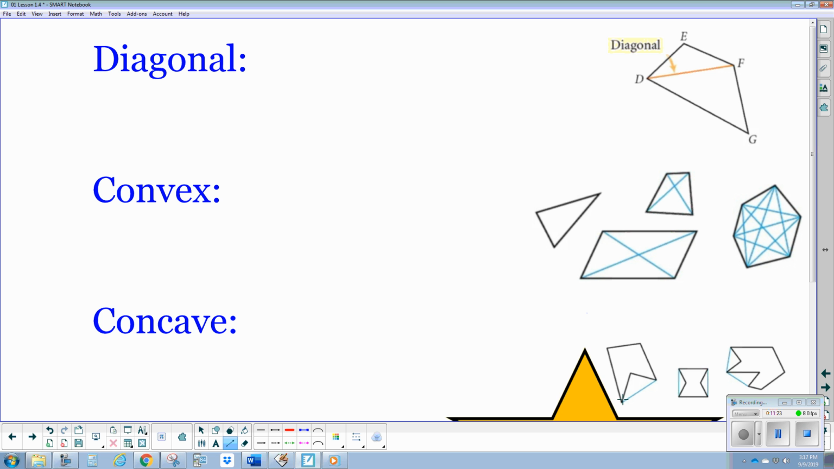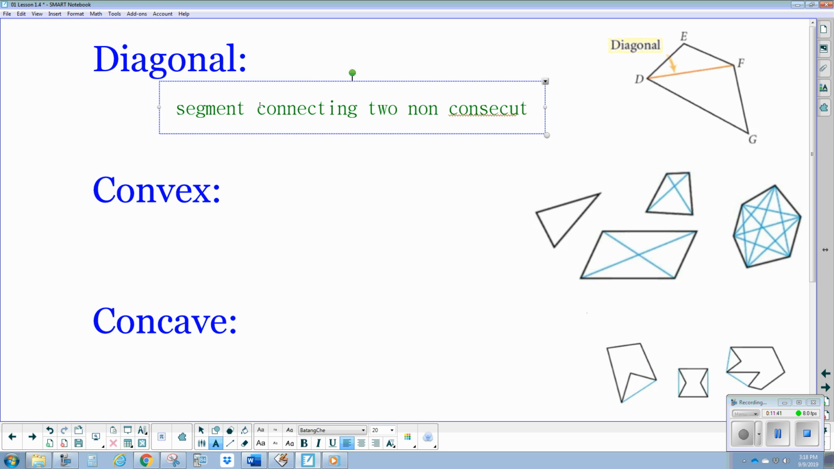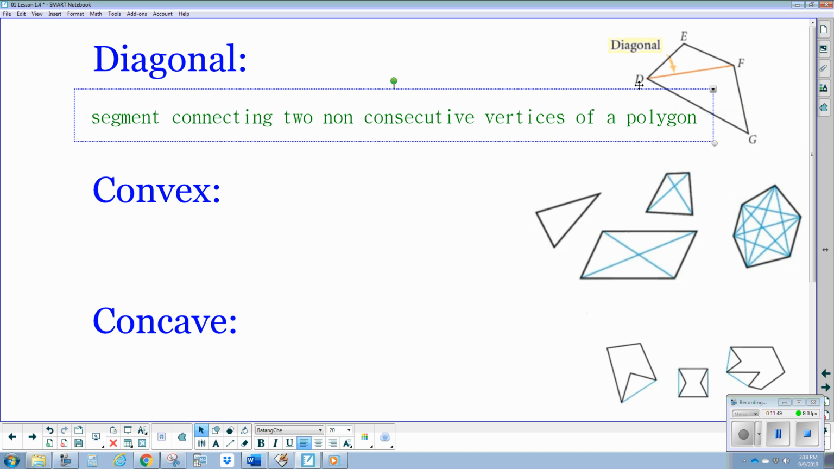Okay, a couple new terms that we have. We're going to define diagonal. A diagonal is a segment connecting 2 non-consecutive vertices of a polygon. You can see an example of that diagonal to the right. B and F, those are non-consecutive vertices. The diagonal is the segment that connects those 2.